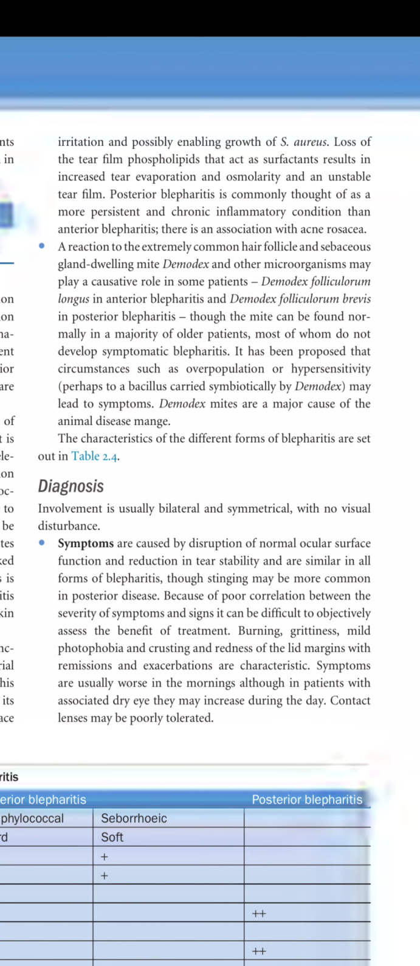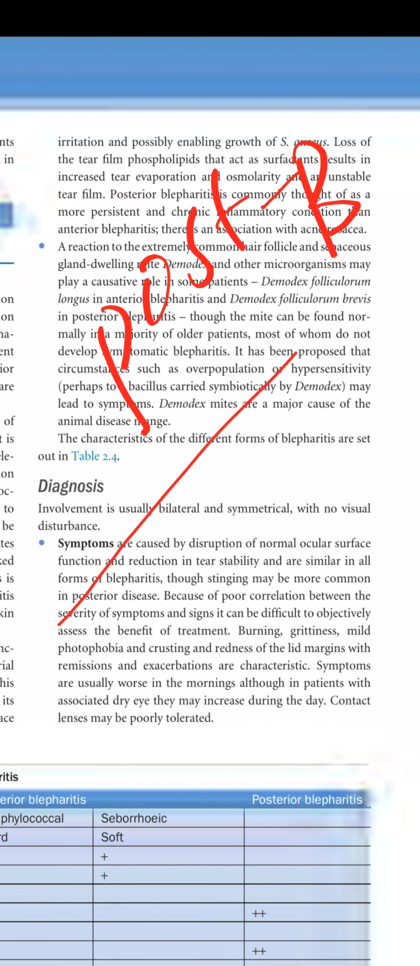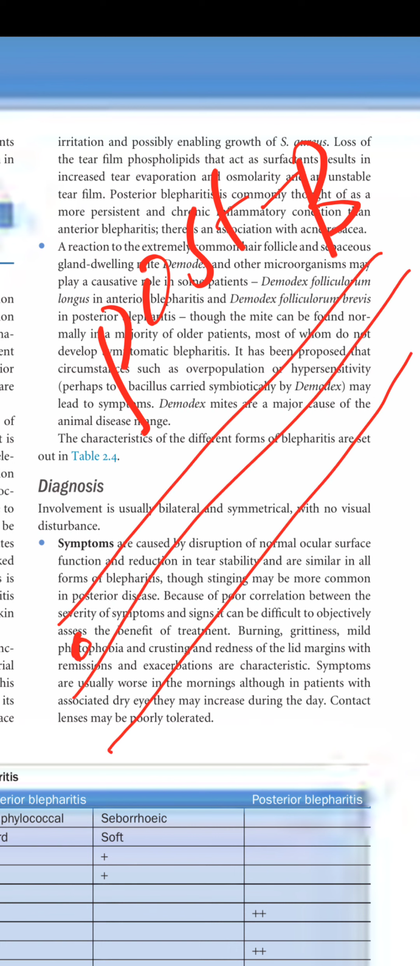Posterior blepharitis is commonly thought of as a more persistent and chronic inflammatory condition than anterior blepharitis, and there is an association with acne rosacea. So basically, posterior blepharitis is much more common than anterior blepharitis. What you can see is the gray line, and behind the gray line are the meibomian gland orifices, and you can see the capping of that area.